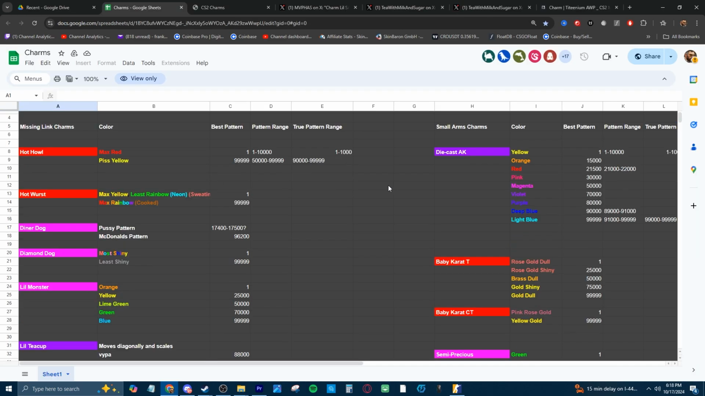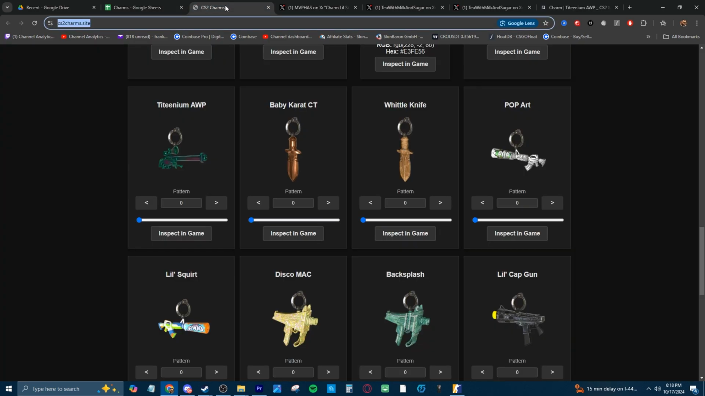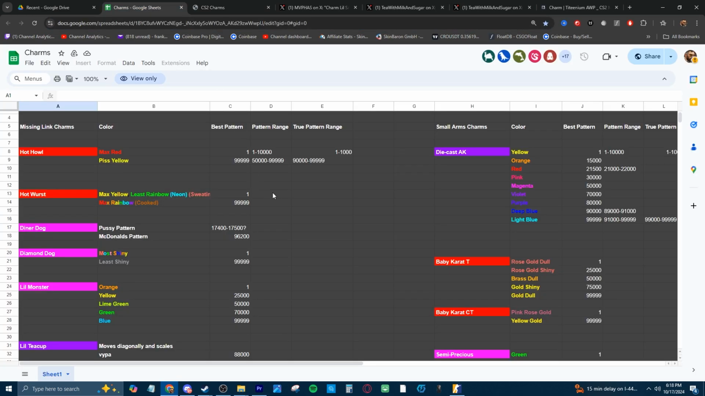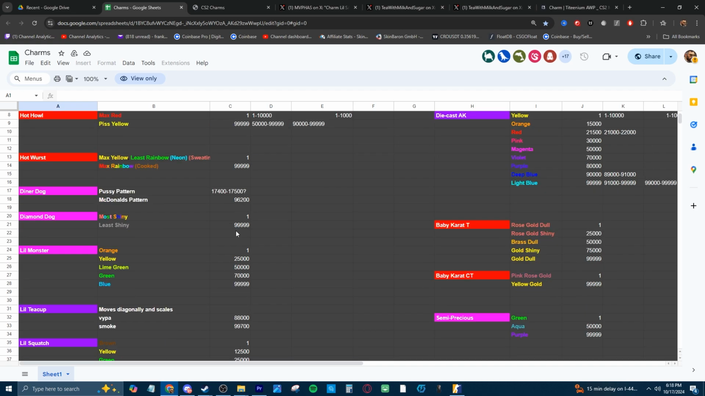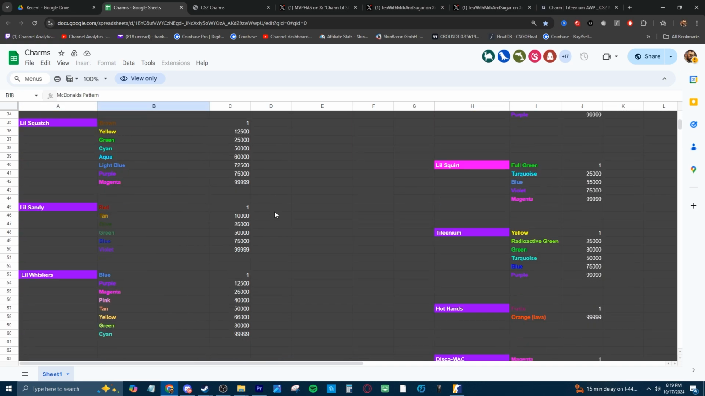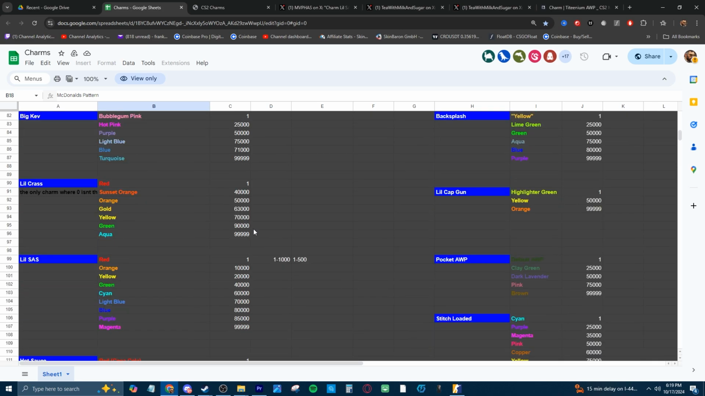Another site that I'll link in the description, but isn't too helpful because it's pretty much just the same as the CS2 Charm site, is, it's not a site actually, it's just a Google Doc made by a guy that covers the very important patterns, of course, for different charms, and it tells you the actual ranges between them.